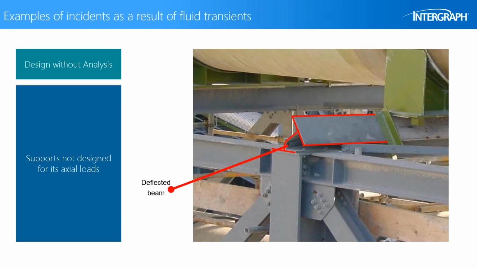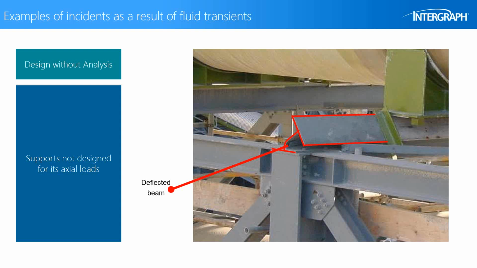So here are some examples. We've already seen these, but here are some examples in a larger size image. Here we have seen some transient effect has happened. We have had a surge event, and that has led to axial movement of the pipe. The pipe support shown here was not designed for that high axial load.